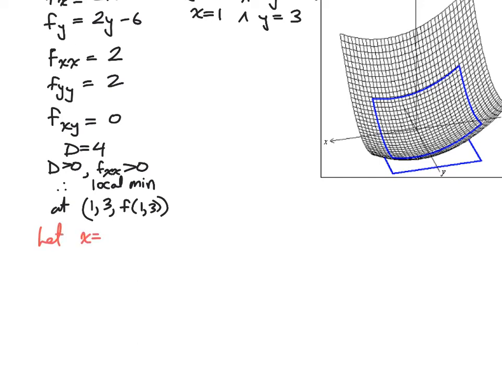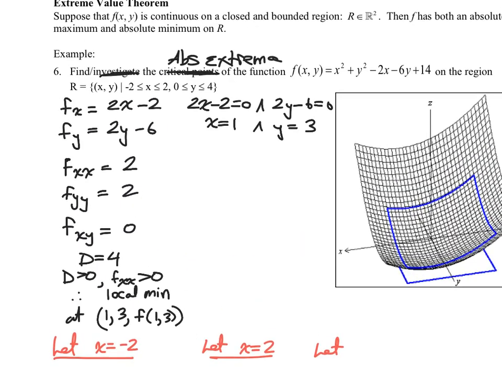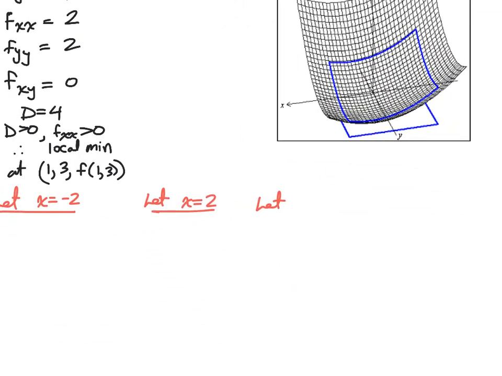x equal -2 and keep y variable. Let x equal +2 and keep y variable. Let y equal -2, right? We think it's -2. What is it? No, it's 0 and 4. Let y equal 0 and keep x variable. Let y equal 4 and keep x variable.